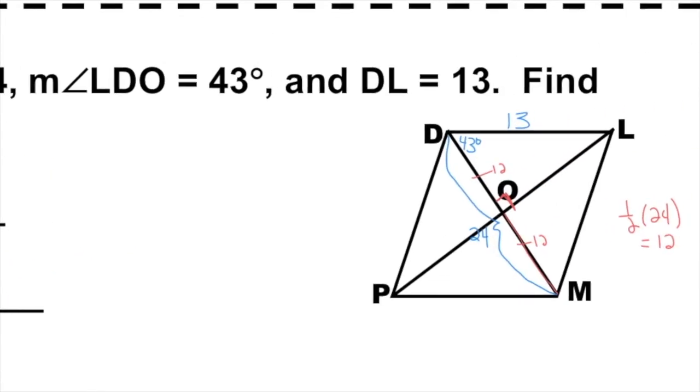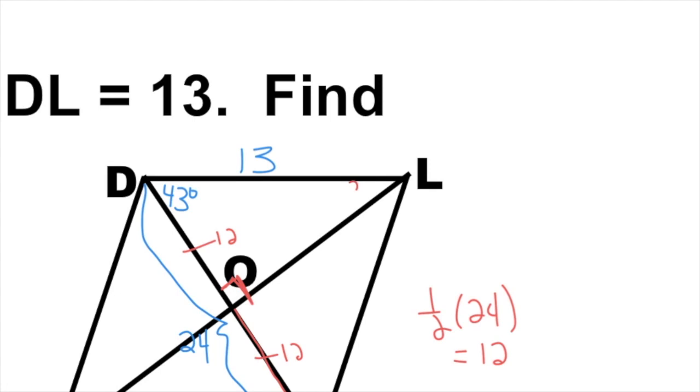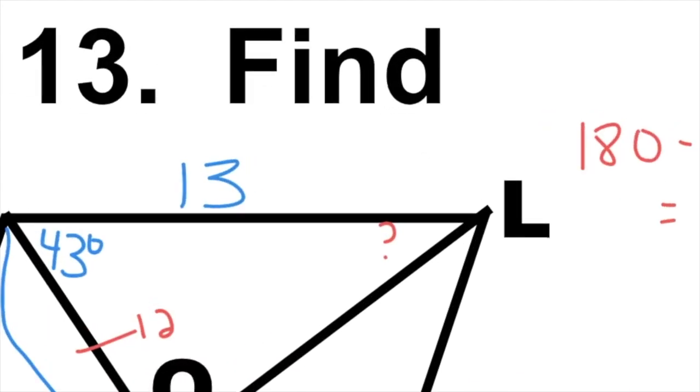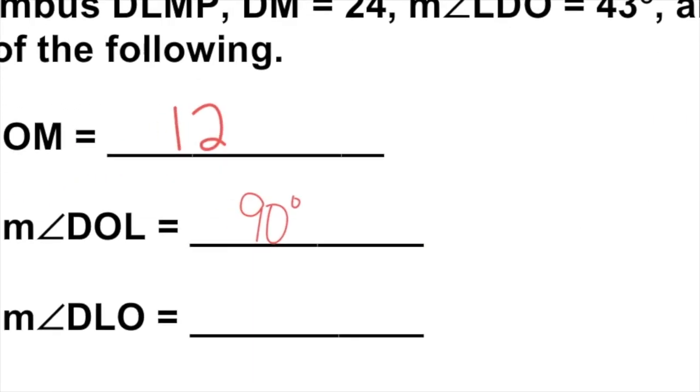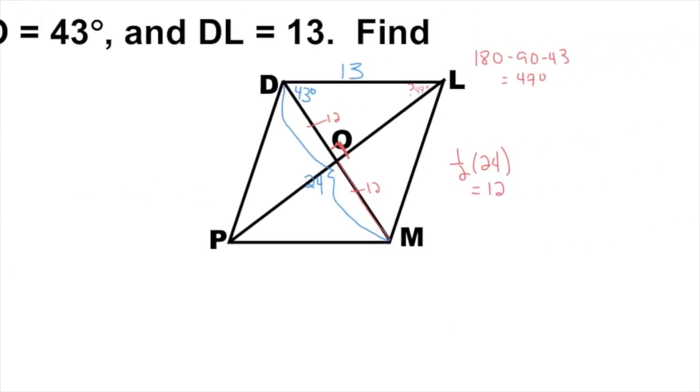Then it asks me for DLO, which is this angle right here. So again, we can use some of our triangle stuff to get this one. I know a triangle has 180 degrees, and I'm talking about this top triangle right here. I know it has a 90-degree angle. I know it has a 43-degree angle, and if I subtract those, I get 47 degrees for this missing angle right here. And the rest is really just repeating itself.